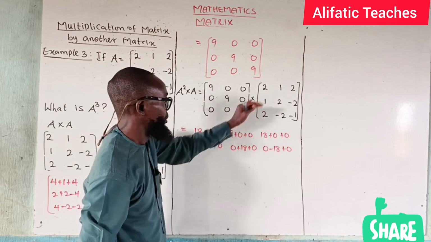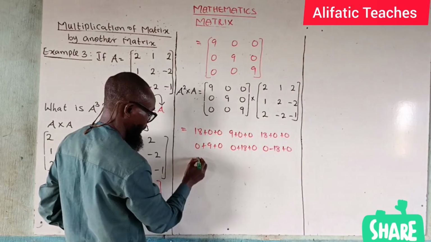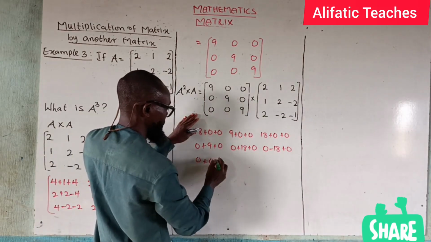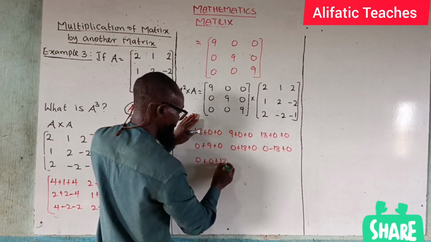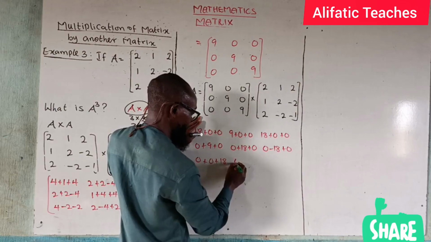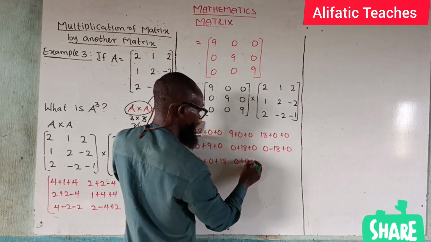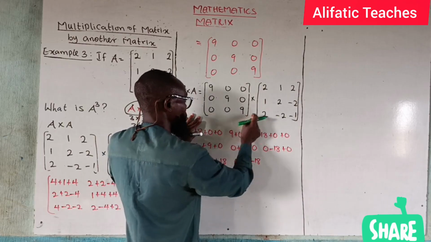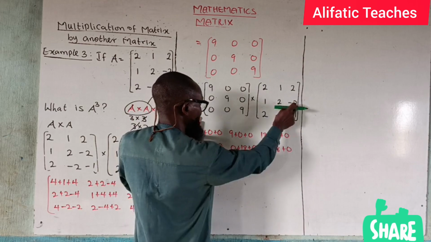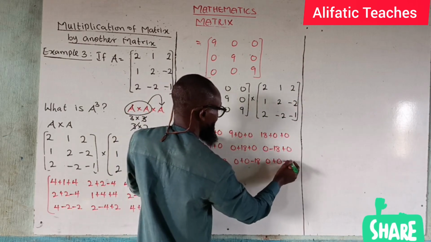Third row, first column. 0 times 2, 0, plus 0 times 1, 0, plus 9 times 2, 18. So, third row, second column. 0 times 1, 0, 0 times 2, plus 0, 9 times minus 2, minus 18. Okay, third row, third column. 0 times 2, 0, 0 times minus 2, plus 0, 9 times minus 1, minus 9.